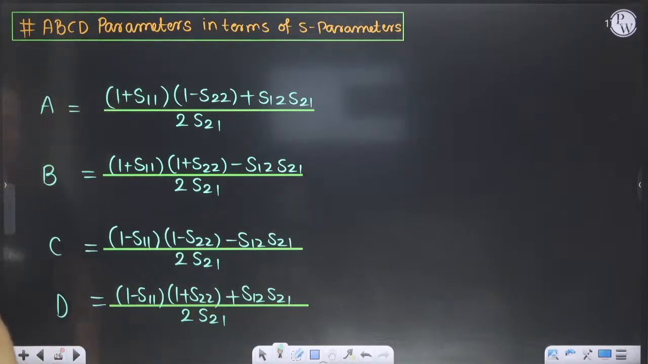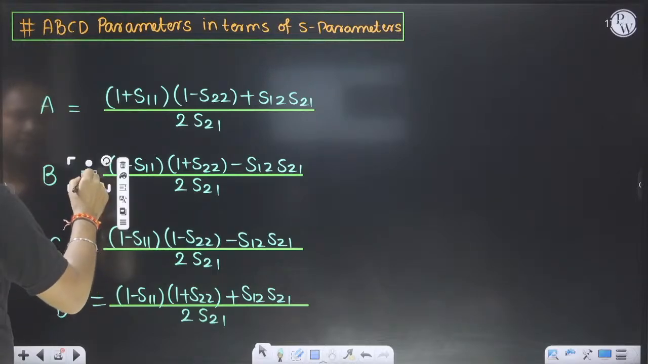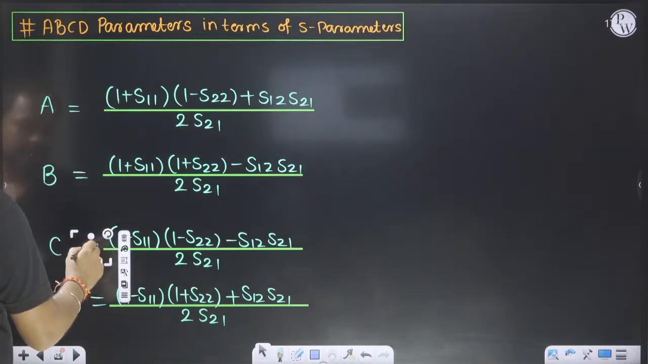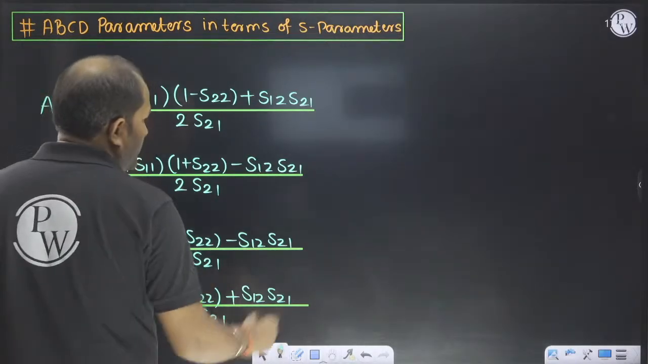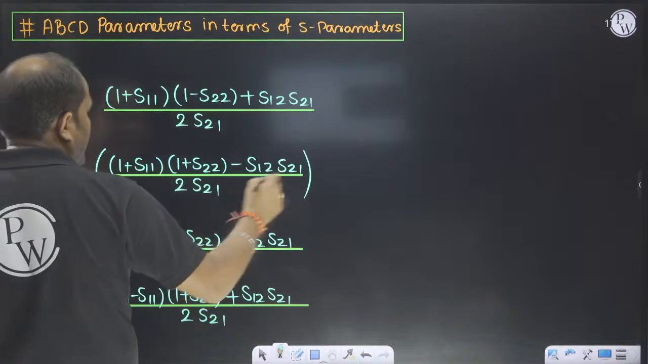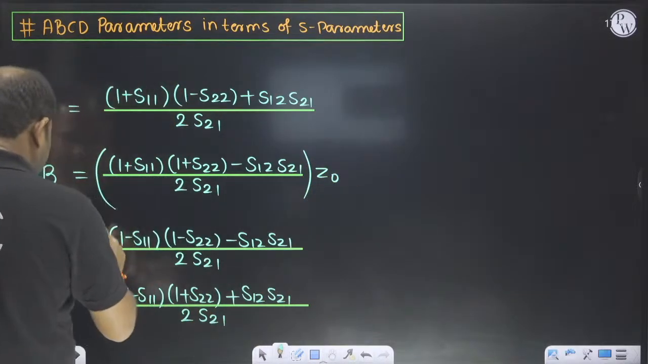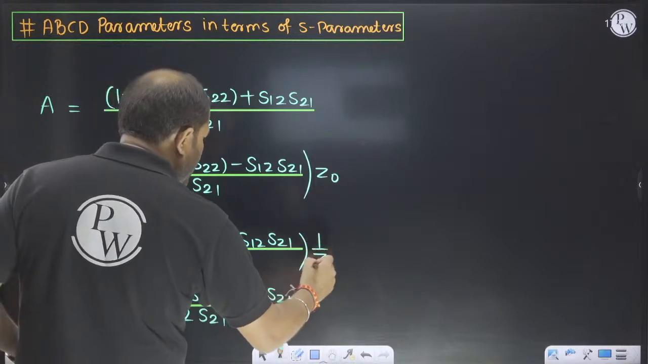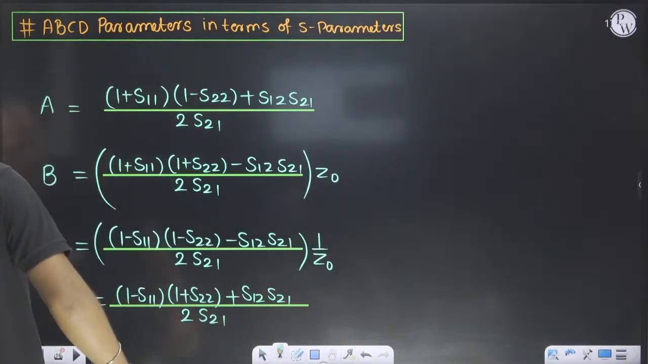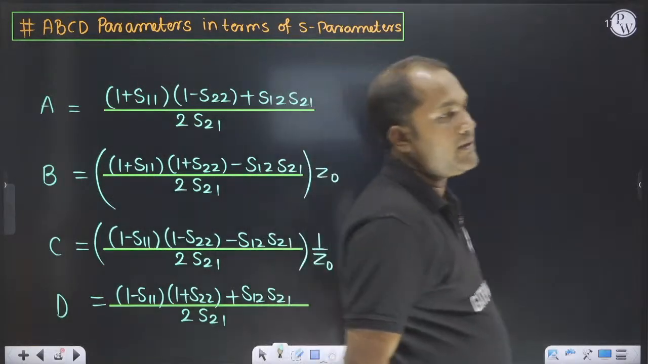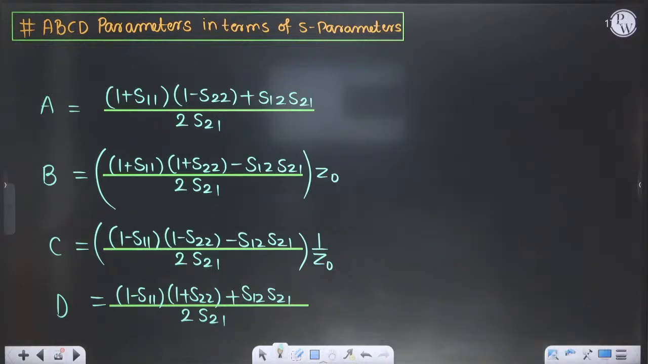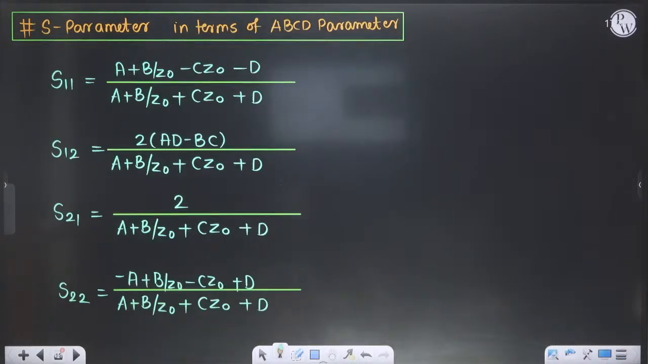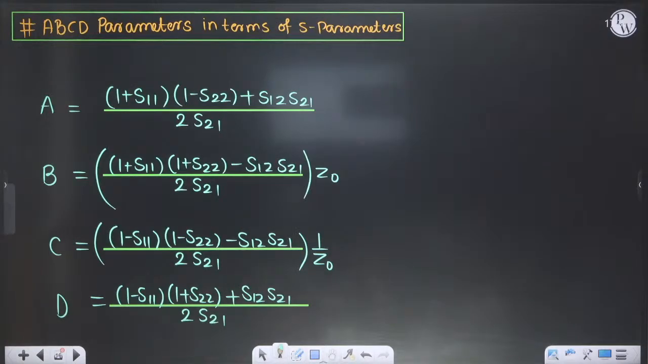B is in terms of impedance, C is in terms of admittance. So B will be multiplied by Z0 and C, in terms of admittance, is divided by Z0. So this is the formula for ABCD parameter in terms of S parameter, and this formula is for S parameter in terms of ABCD parameter.